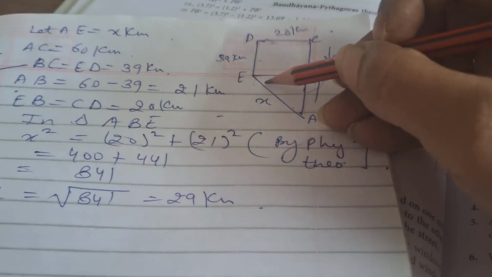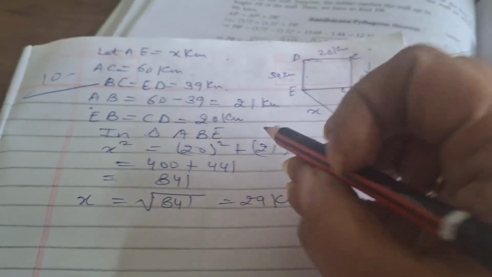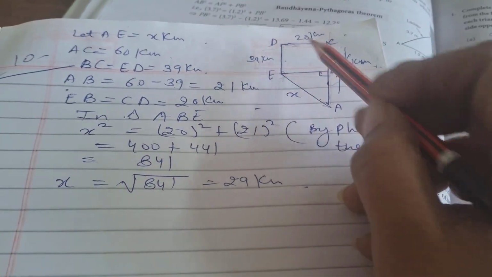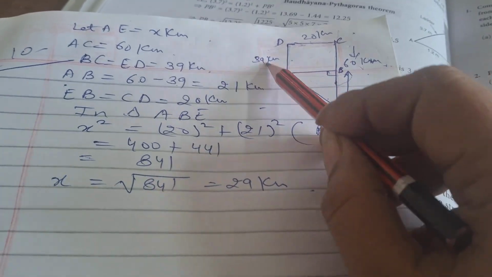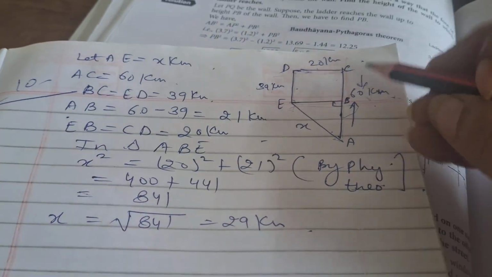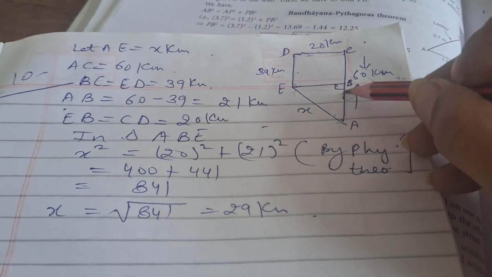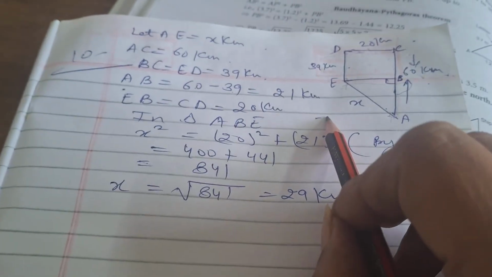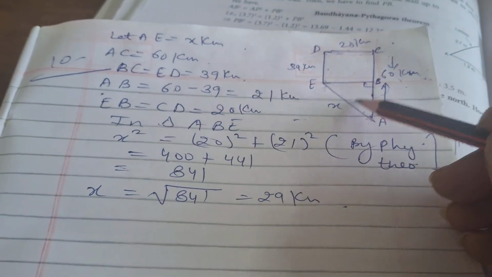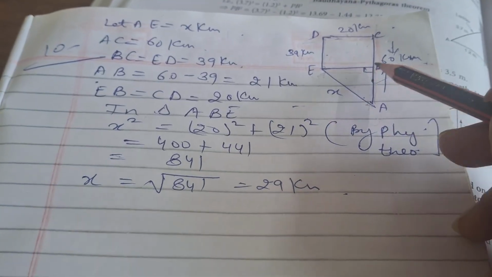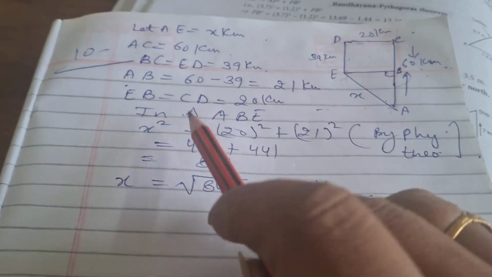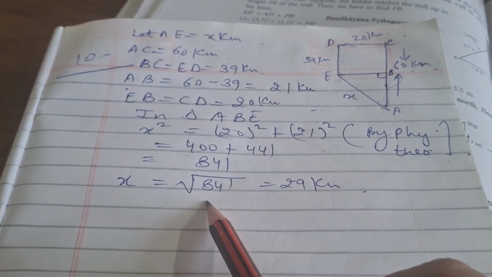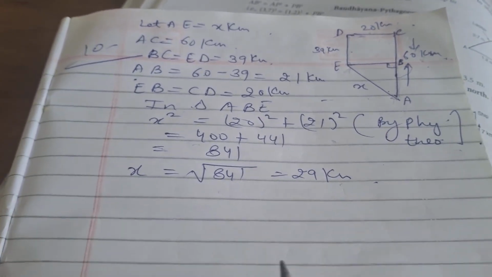Now you have to calculate the distance between E and A. So what we will do, we will join this E and A. This is C, this is a rectangle, this is 20, this is 20, this is 39, this is 39. So what will be this AB length? Complete 60 minus 39 is 21. And EB, this is 20. Now see, this is a right angle triangle. This is 90 degree. Now this is the hypotenuse. In triangle ABE, x square is equal to this by Pythagoras. So x is the square root of 841. 29 kilometer is your answer.